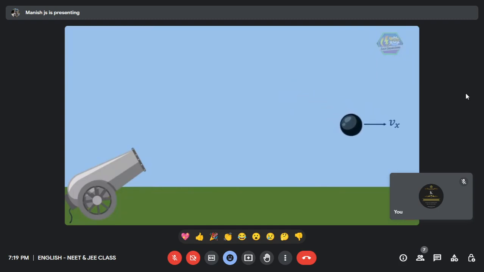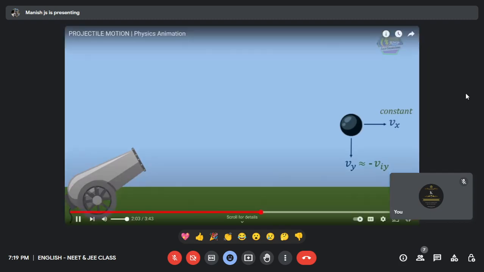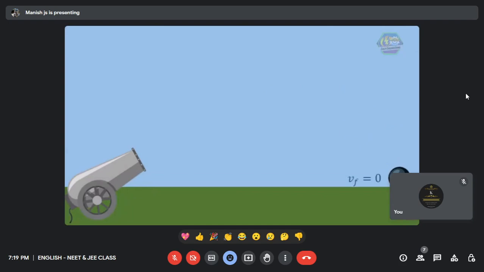This time the velocity along x direction is still constant, but the velocity along y direction is approaching the same value as the initial velocity along y direction, but in negative value to indicate that it is going downward until the ball reaches the ground and the velocity is 0.